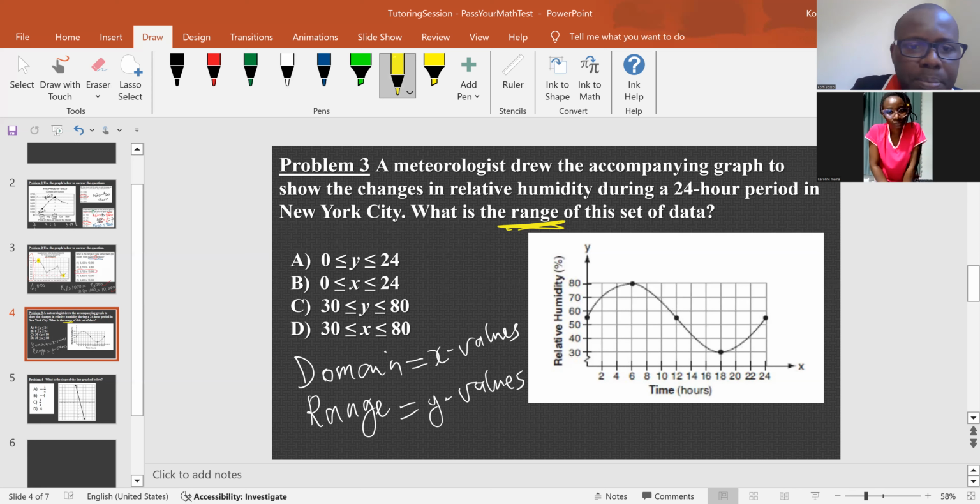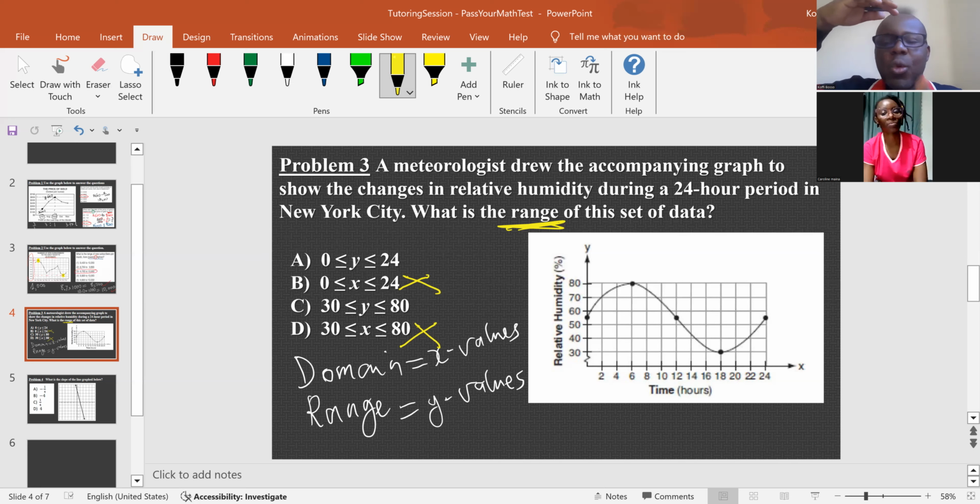So therefore, B is out because in B they use the x. And also D is out because we cannot say range using x. When they say range, it has to be y, and when they say domain, it has to be x. If the question was about domain, we'd keep B and D. But because they ask about range, they want to know the lowest value and the highest value. And this symbol means less than or equal to. So the y value is between the lowest value and the highest value.